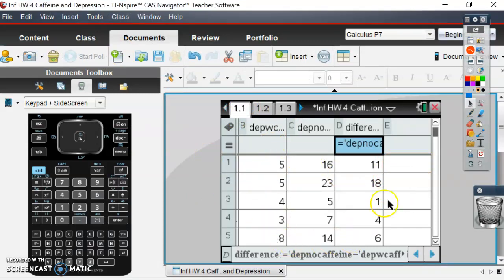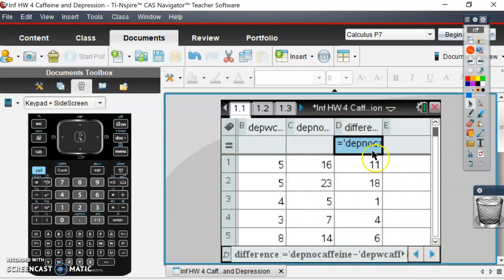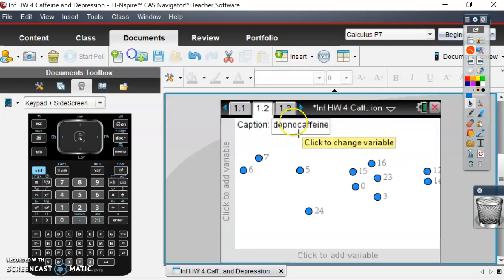I've put the data in here. However, even though it's all in here, subject, this is depression with caffeine, this is depression without caffeine, this is the difference. The only one we really care about is the difference column, because that's what we're doing our data on. We're comparing the results, and we're looking at that difference column. So I'm going to make a graph of the difference column.